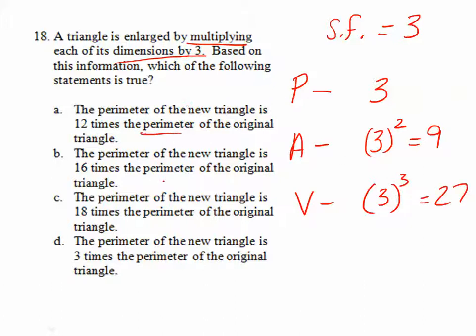So we look here and everything says we're increasing the perimeter. So our perimeter scale factor is the same. So 12 is not right, 16 is not right, 18 is not right, 3 is the correct answer, so we are looking at D.